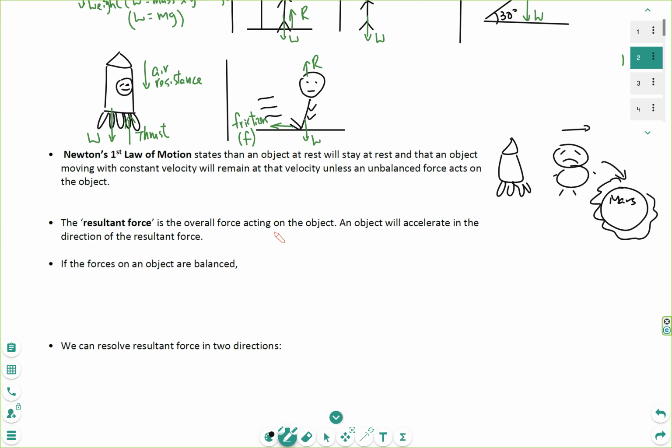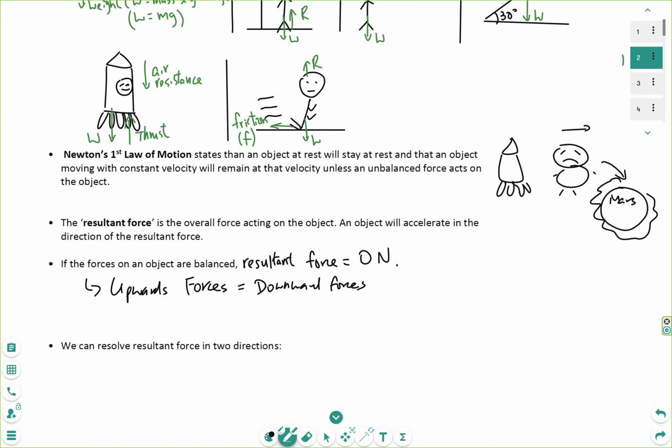Resultant force is the overall force acting on the object. An object will accelerate in the direction of the resultant force. So, if the forces on an object are balanced, then we would say the resultant force equals 0 Newton. So 0 resultant force. What does that mean? That means upward forces will equal downward forces.